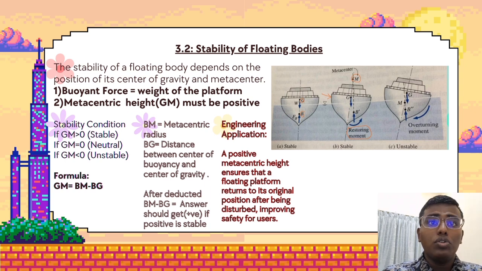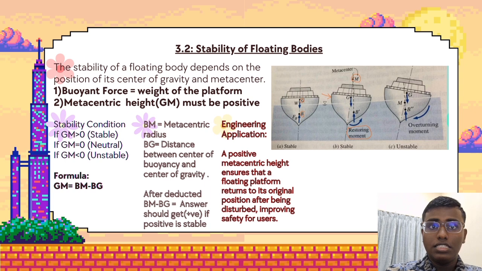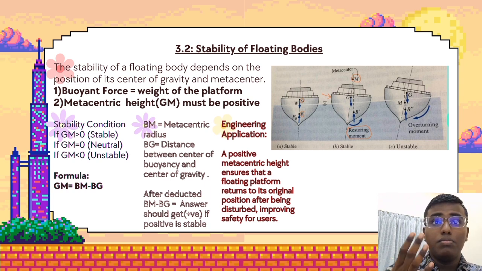Okay, I can conclude from the information above. Therefore, a positive metacentric height helps floating platforms return to their original position, ensuring safety and stability. So the metacentric height obviously must be positive if we want the platform to be stable.